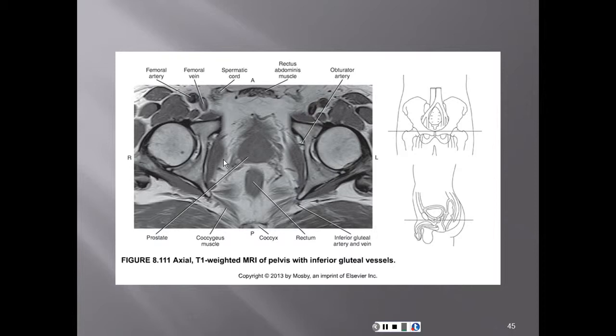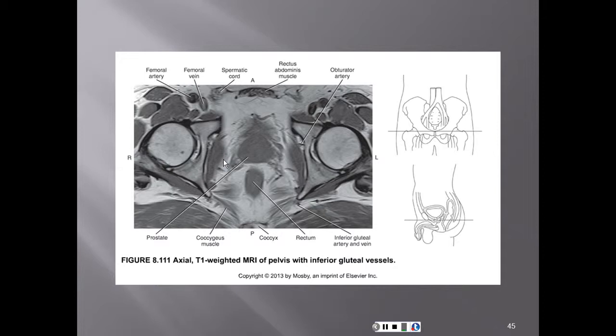posteromedially into the pelvis, just medial to the external iliac vein, and branches into an anterior trunk and a posterior trunk. The anterior trunk of the internal iliac artery supplies blood to the perineum. The external iliac artery becomes the femoral artery at approximately the level of the anterior superior iliac spine, or ASIS.